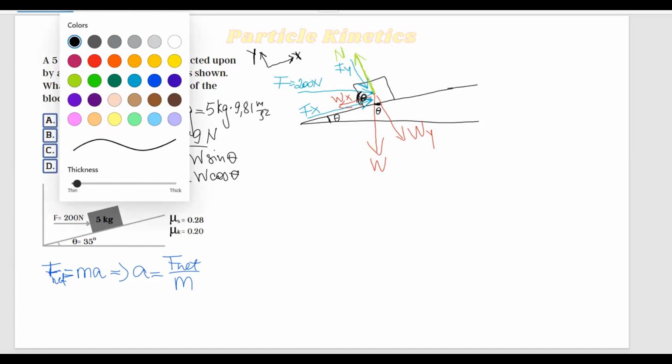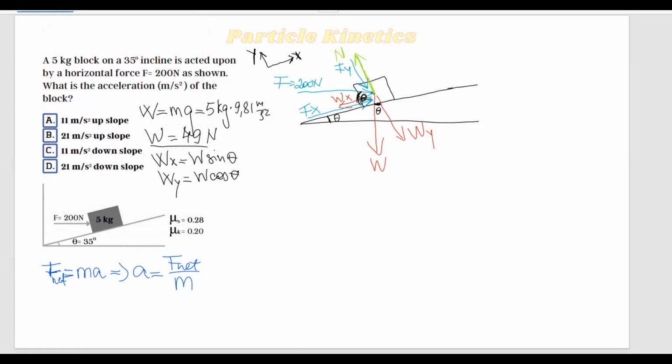Next, I'm going to calculate the x and y components of the force. So Fx and Fy. Fx is going to be equal to F. It's near the angle, so it's going to be cosine theta. And Fy is going to be equal to F sine theta. Perfect.